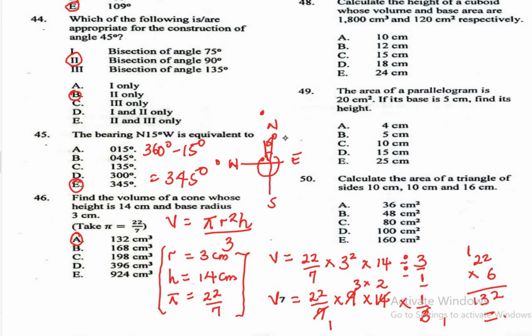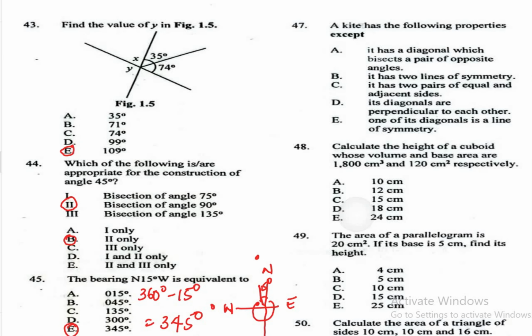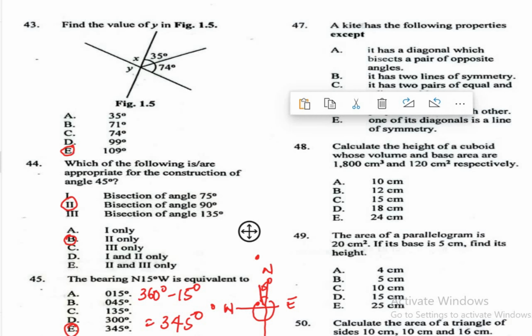All right, let's look at the next question. Question 46 says, a kite has the following properties except A. It has a diagonal which bisects a pair of opposite angles. B. It has two lines of symmetry. C. It has two pairs of equal and adjacent sides. D. Its diagonals are perpendicular to each other. E. One of its diagonals is a line of symmetry.